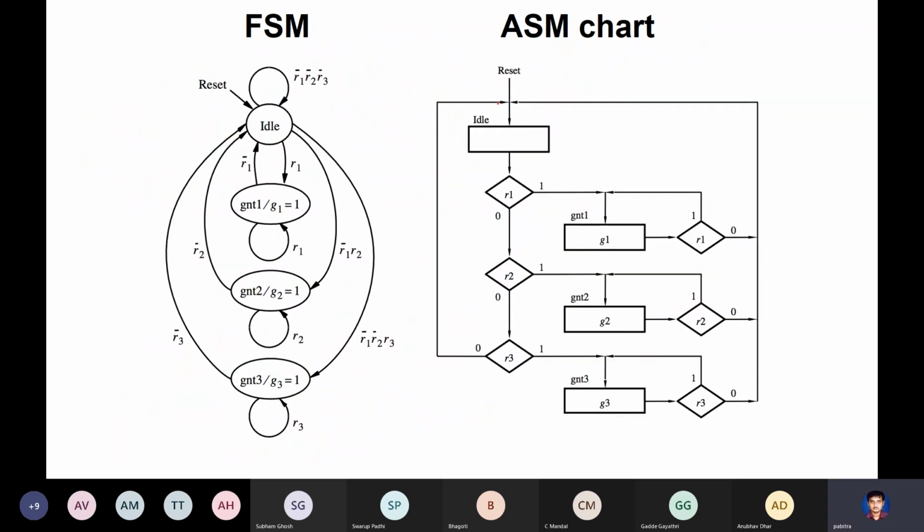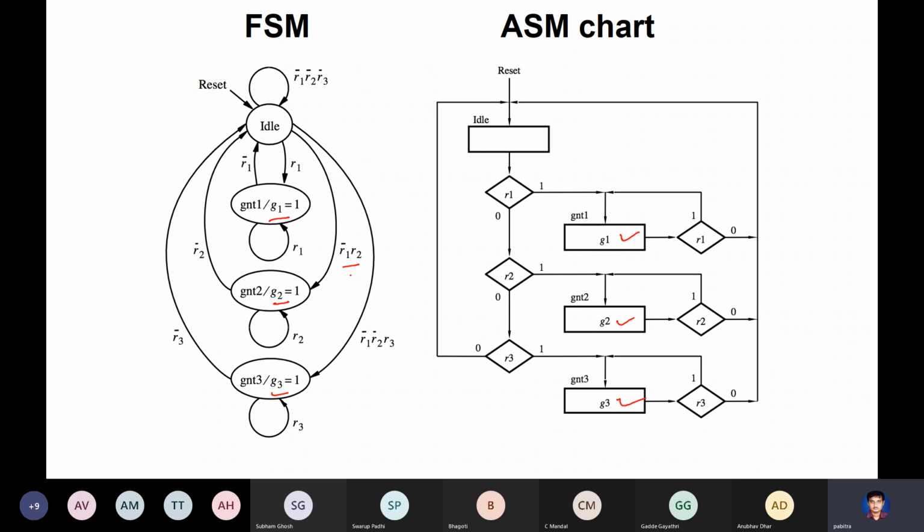So this is a slightly more complicated FSM chart, ASM chart. There are 4 states: idle, GNT1, GNT2, and GNT3. And you have certain outputs, G1, G2, G3. These are Moore type outputs, that's why they come here.